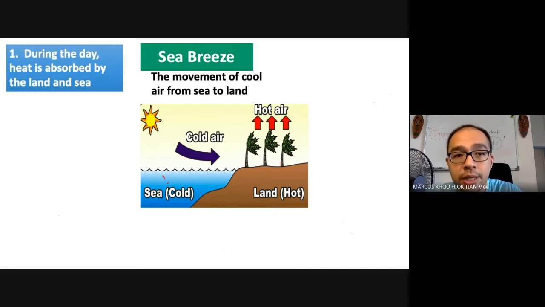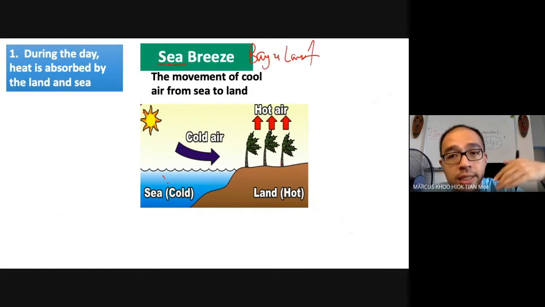So sea breeze happens during the day. And we say sea breeze because the breeze comes from the sea. In Bahasa Melayu, this is called bayu laut. Yeah, bayu laut. Bayu laut comes from the sea. The sea breeze comes from the sea. So the movement of the cool air happens from the sea, goes to the land.